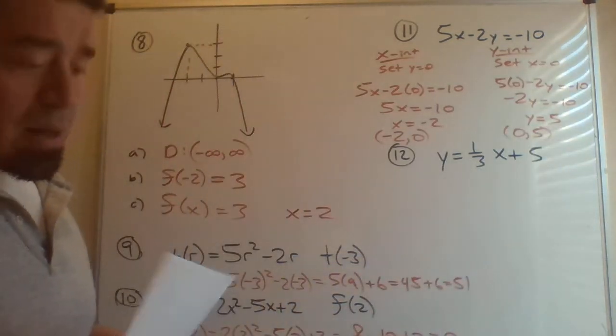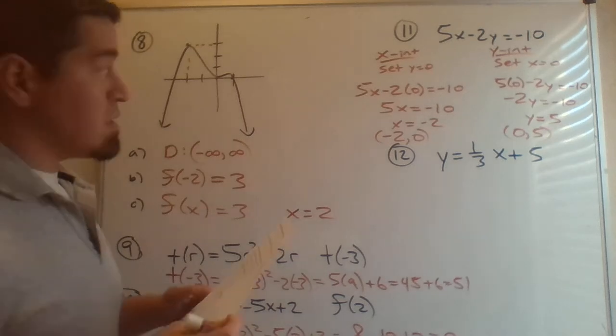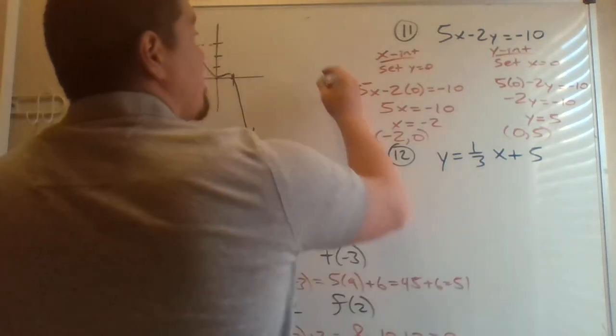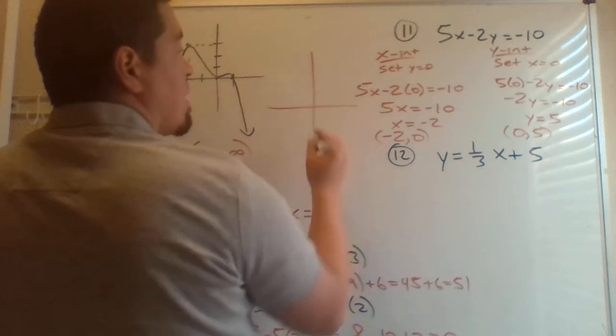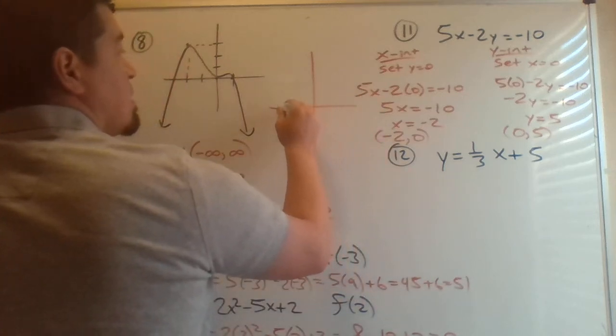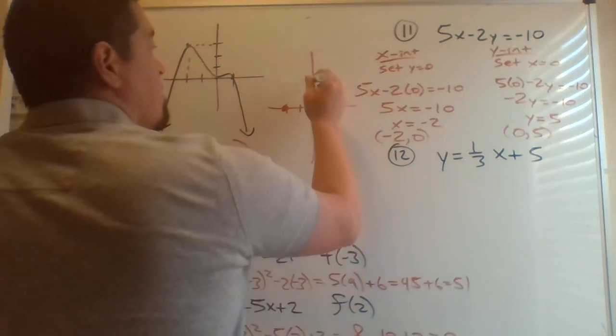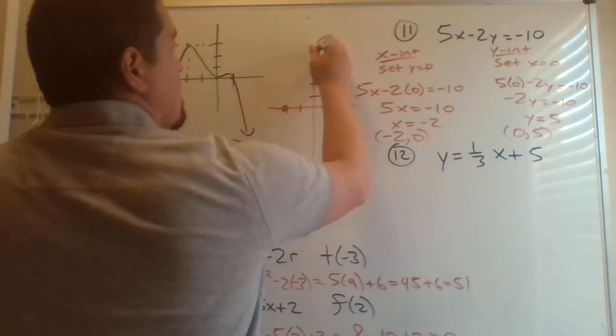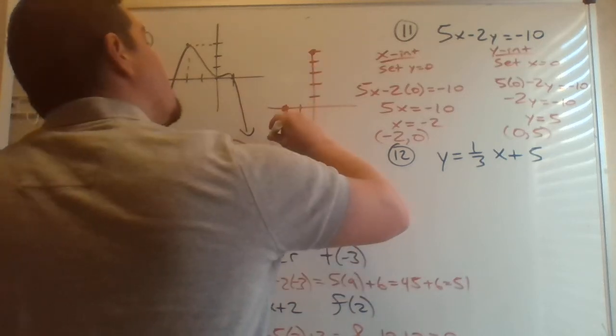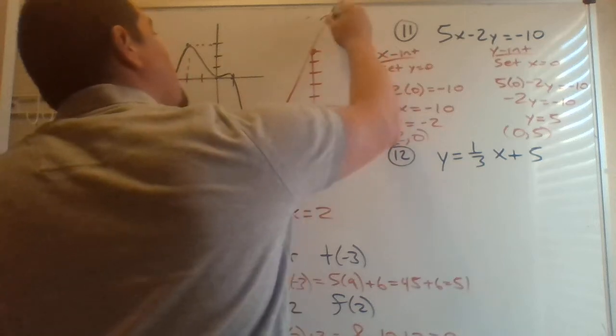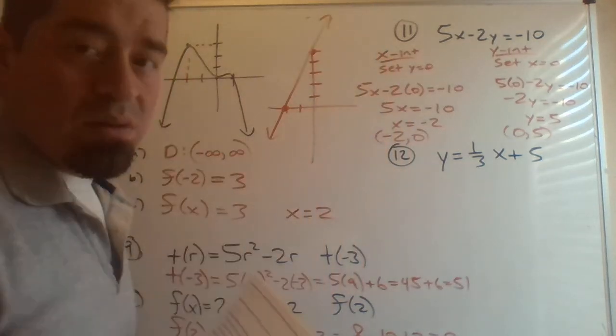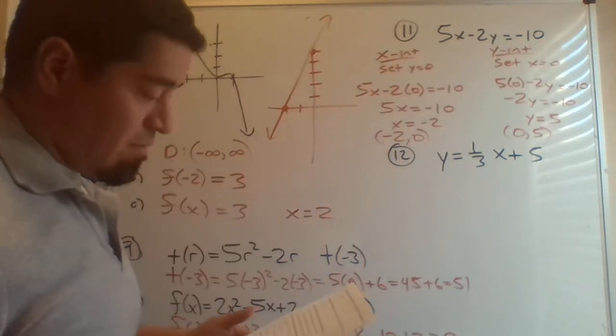It doesn't ask us. Oh, it does ask us. Okay, so we want to graph this, which is not hard. Negative 2, 0 is right here. 0, 5. There's my y-intercept. There's my x-intercept. Draw the line. As long as I can draw the two intercepts or plot the points, then I have my equation.